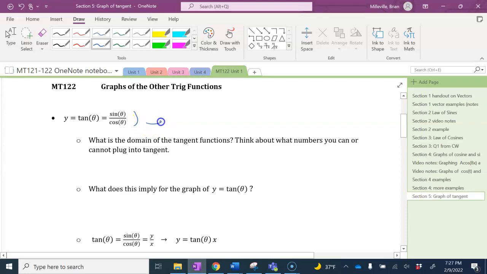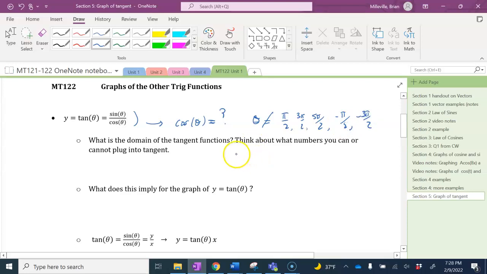Well, we can't divide by 0, so that would bring up the question, when is cosine equal to 0? All right, we know from our work that that happens at pi over 2, 3 pi over 2, negative pi over 2, negative 3 pi over 2. So those angles we can't plug in, so the domain is going to be all angles not equal to pi over 2, 3 pi over 2, 5 pi over 2, and so on, and then negative pi over 2, negative 3 pi over 2, etc.